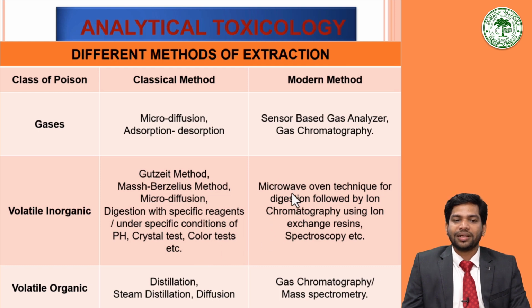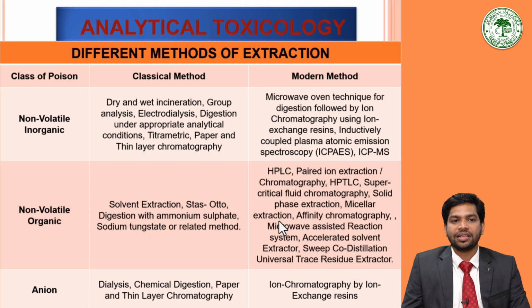Then the modern methods for the volatile inorganics are microwave oven techniques for the digestion, followed by ion chromatography using ion exchange resins, spectroscopy. Then for volatile organics, the classical methods are distillation, steam distillation, diffusion. Modern methods are gas chromatography, mass spectrophotometry.